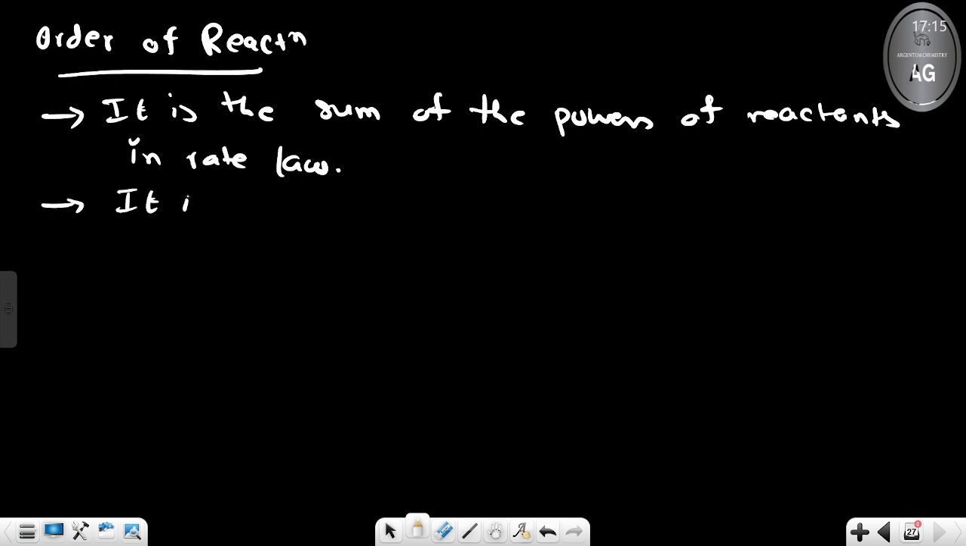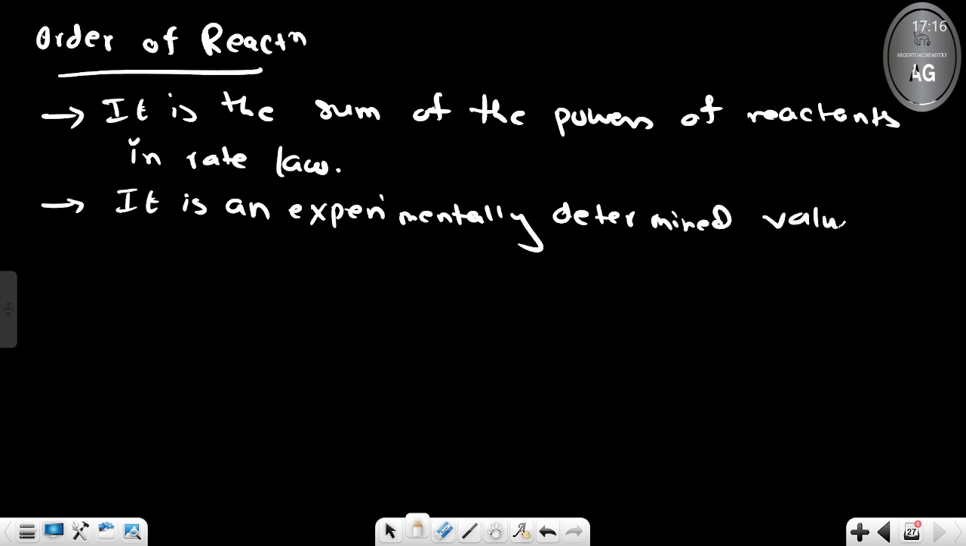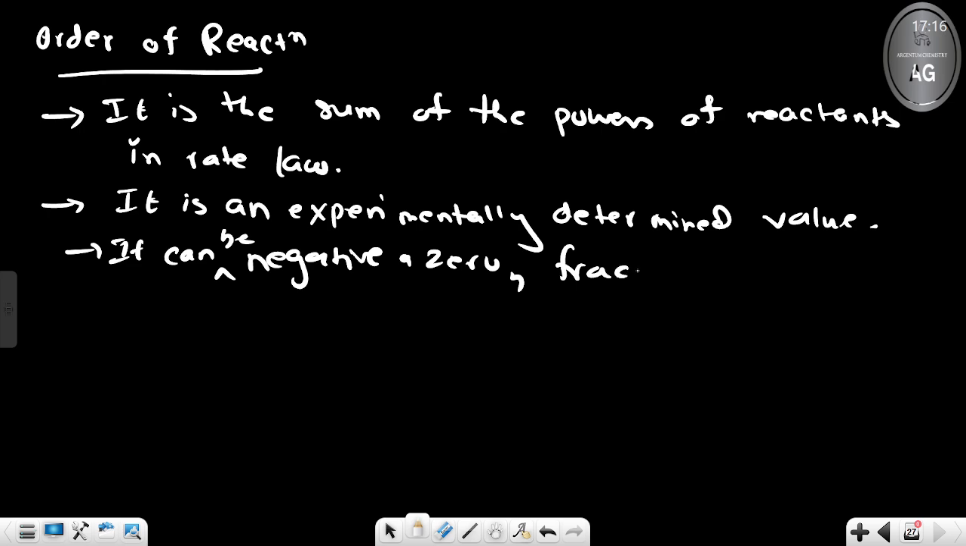Next, it is an experimental value. It is an experimentally determined value, not a theoretical concept. Next, it can be negative, 0, fraction. Previously I said only real number, but here it can be negative, it can be zero, it can be fraction. Fractional orders are also possible. Okay. And last point.